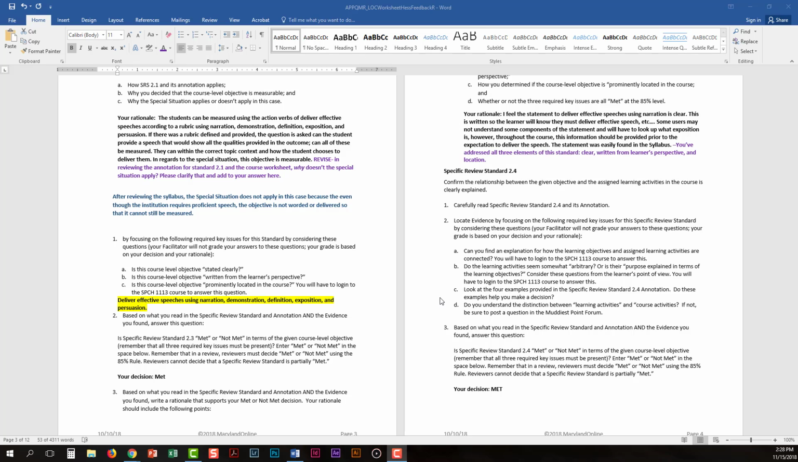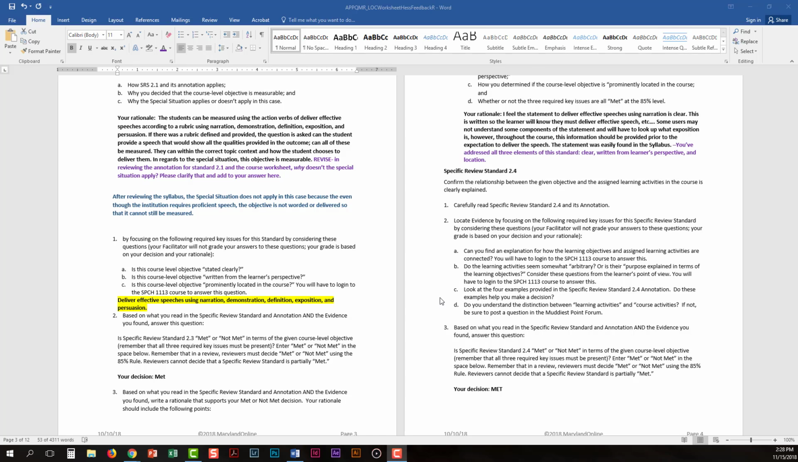The first question that I'd like to talk about is on page 3. The revision instructions here are referencing why doesn't the special situation apply? And then in your answer, you said that the special situation doesn't apply because the institution requires proficient speech. I think that you might be getting a little confused there, and I just want to head you back in the right direction.